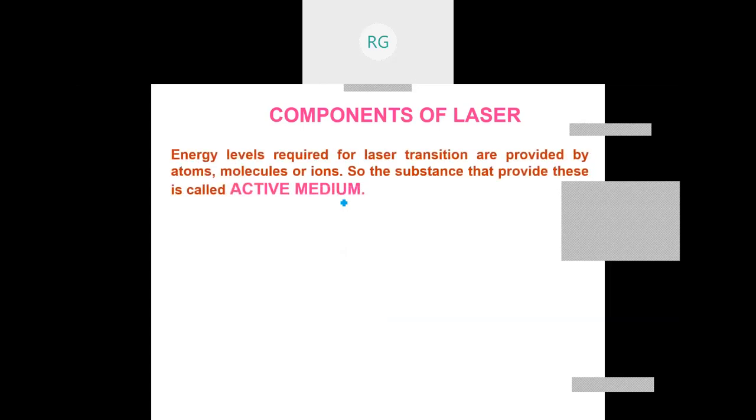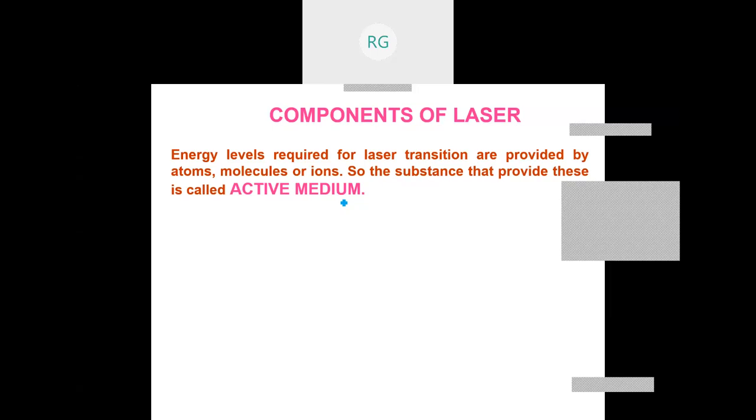Now look at the various parts of a laser, which we call the components of a laser. Components of a laser means the minimum components a laser system should have, whatever the type of laser we are taking. If you want to have a lasing action, you need to have atoms in a higher energy level. So there must be some substance, some collection of atoms, ions, or molecules. This collection of atoms, molecules, ions makes a substance.